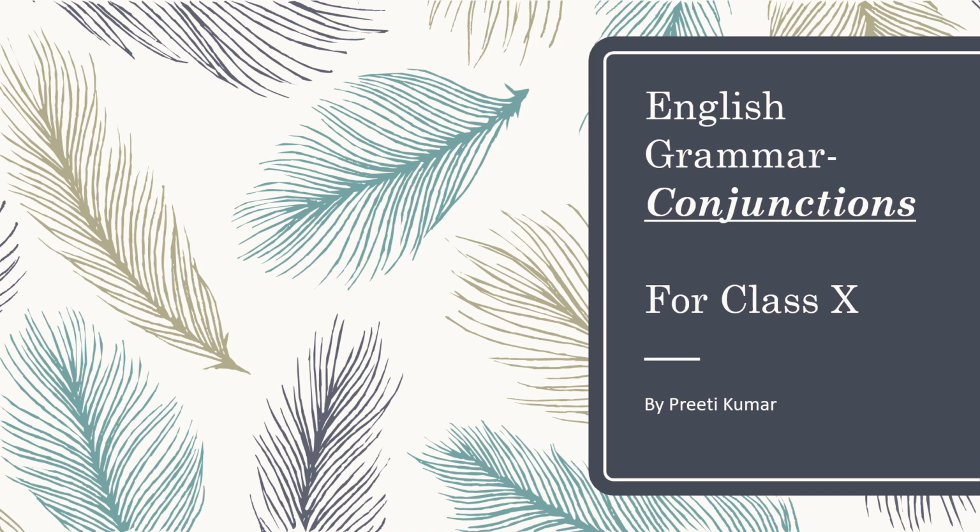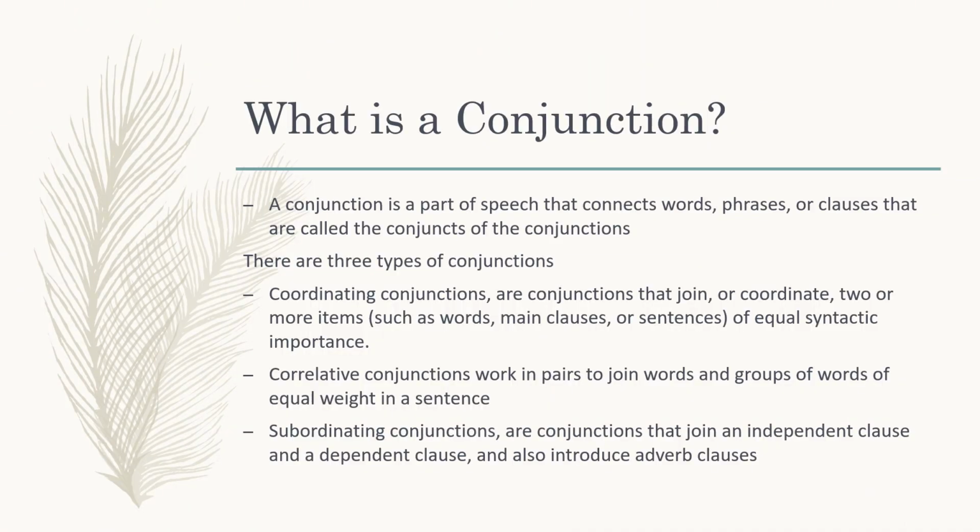Today, we will be going through the English grammar section, conjunctions, for class 10th. What is a conjunction? A conjunction is a part of speech that connects words, phrases, or clauses that are called the conjuncts of the conjunctions. There are three types of conjunctions.